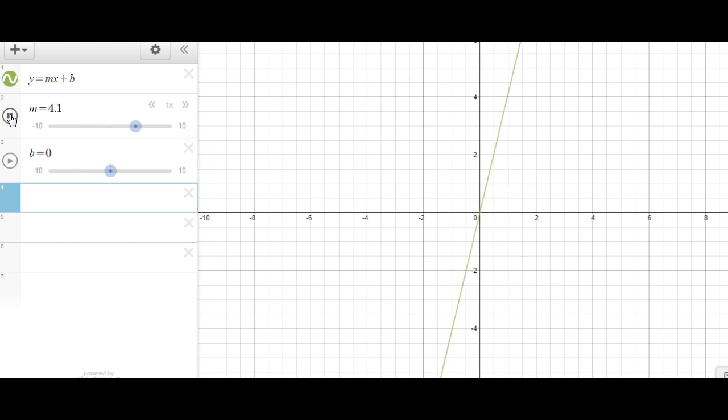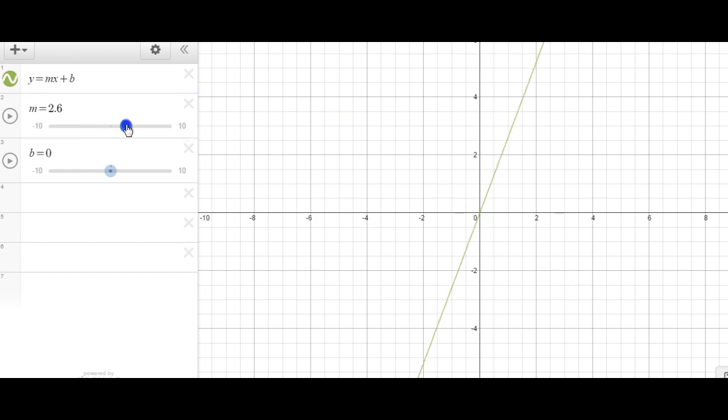So the line's not really changing shape, right? I mean, it's hard to tell because it's a line. What is m? You know what it is. Starts with an s and ends with an e. It's the slope of the line, right? So that's the slope of the line. Okay, let's come down a little and pause it.